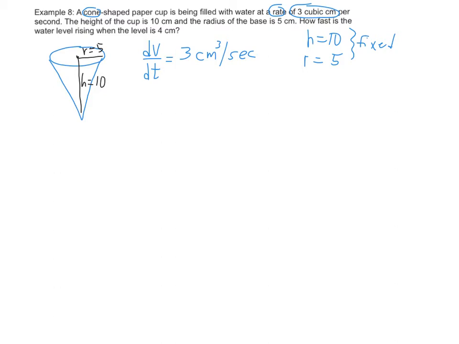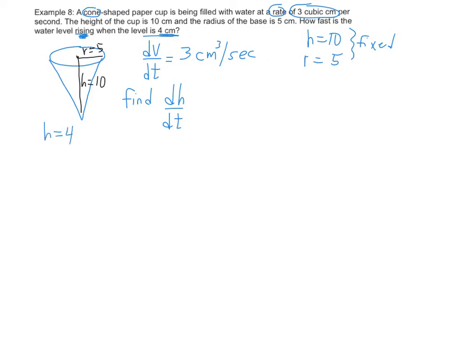Now, we're looking to find how fast is the water level rising. So think about which variable that's referring to. The water level rising. Well, rising is moving upward. So we are looking to find dh/dt, not dr/dt, dh/dt, right? The height corresponds to the water level rising. All right, and we're looking to find this when the level is 4. So that means when h is equal to 4.